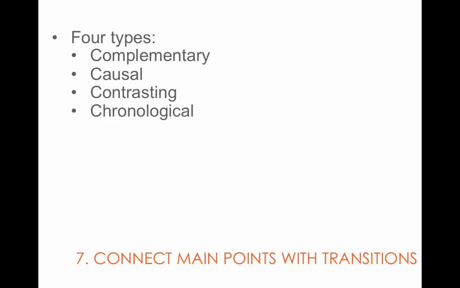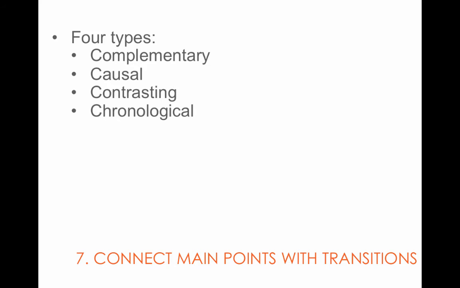Contrasting transitions are sentences that show how the main points are different from one another. So you can imagine that this would be really great for a pro-con organization. It could also be good for topical and spatial as well if the main points have key differences between them. And the last type of transition is a chronological transition, and this includes sentences that demonstrate some type of time sequence and explain the flow of time between the first main point and the second.